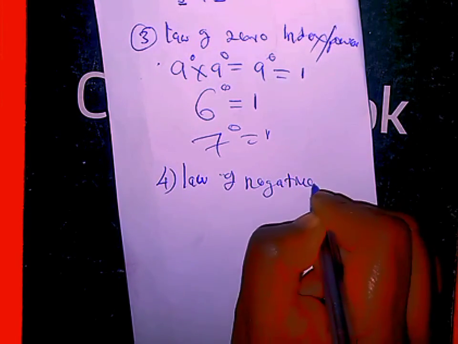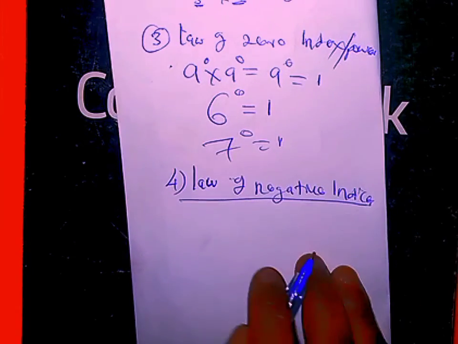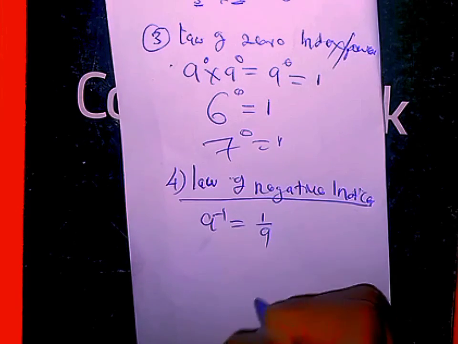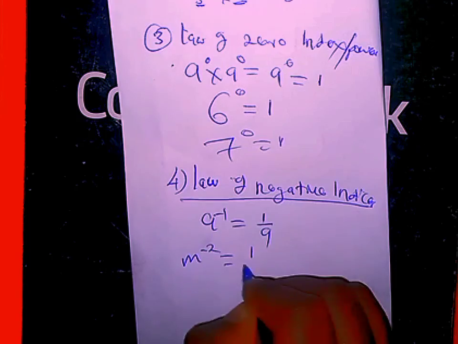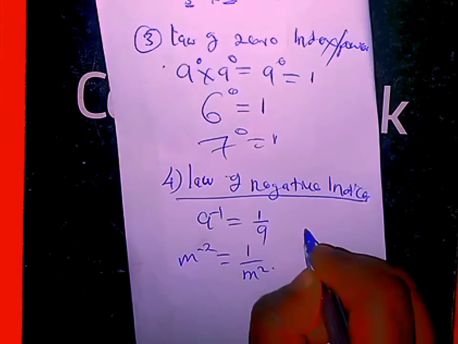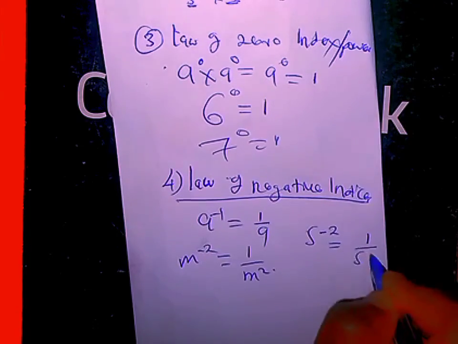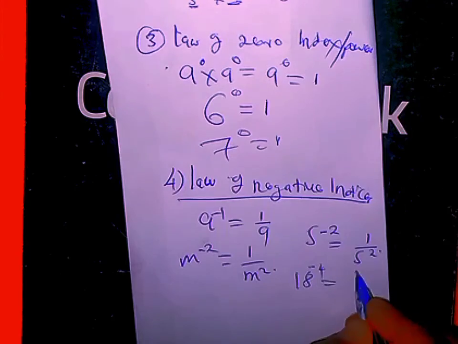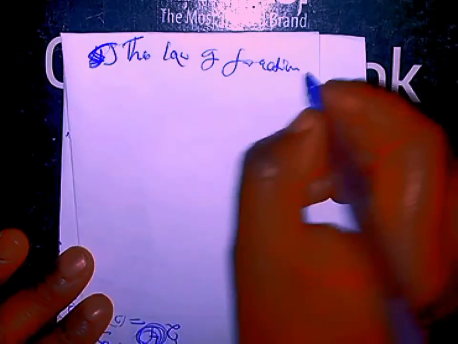Law of negative indices. For example, a negative 1, that is the same as 1 over a. m negative 2, that is 1 over m squared. 5 negative 2, that is the same as 1 over 5 raised to 2. 18 negative 4, that is 1 over 18 raised to 4.